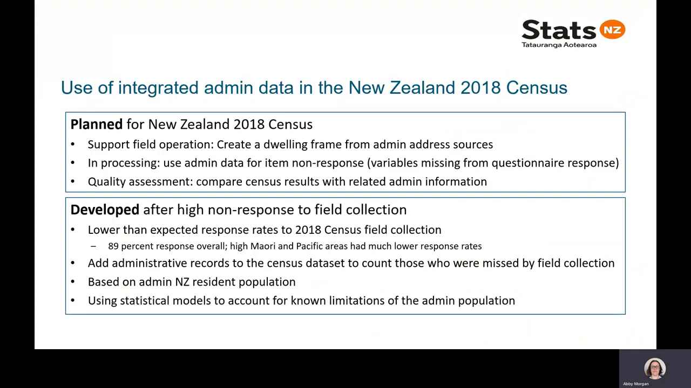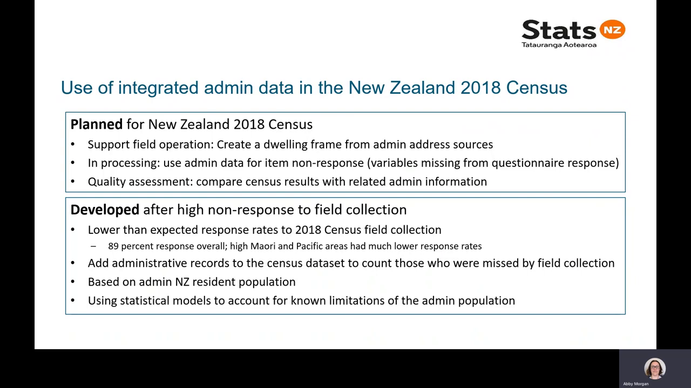So, the use of integrated admin data in the New Zealand 2018 census. Firstly, we had always intended to make use of admin data in our 2018 census. We planned to use it to support the field operation through the creation of a dwelling frame from administrative address sources, using admin data to fill gaps for missing item information in questionnaire responses, and in quality assessment, so comparing census results with related admin information.